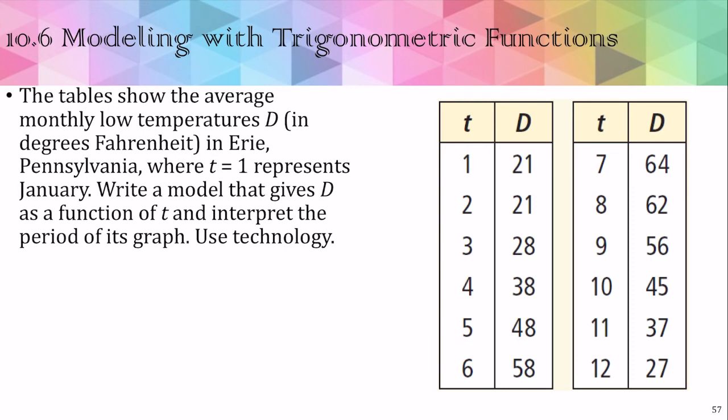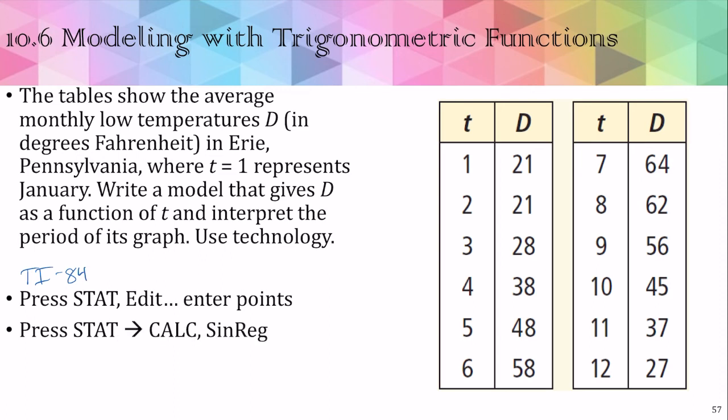Let's try another example. Here the tables show the average monthly low temperatures in degrees Fahrenheit in Erie, Pennsylvania, where t equals 1 represents January. Write a model that gives D as a function of t and interpret the period of its graph. Use technology. All right, so if you have a TI 84, you go to Stat, Edit, and enter your points. And then you'll hit Stat, go to Calc, and you'll want to do a sine regression, because this is going to look something like a sine curve.